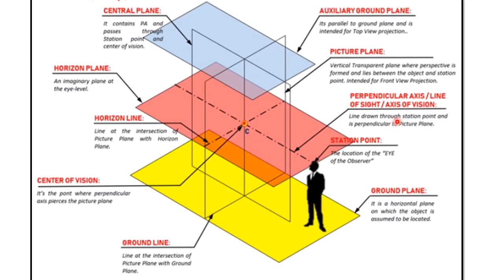And the next term is axis of vision. It is a line drawn through the station point and is perpendicular to the picture plane. The other term is center of vision. It is a point where the axis of vision pierces the picture plane.